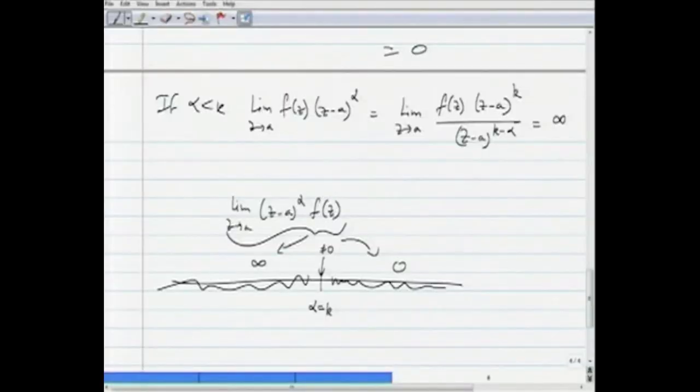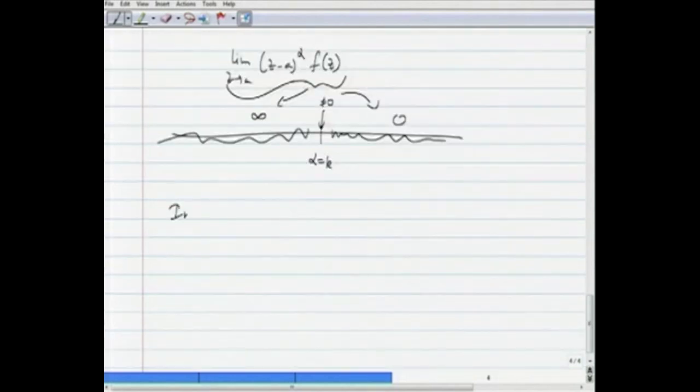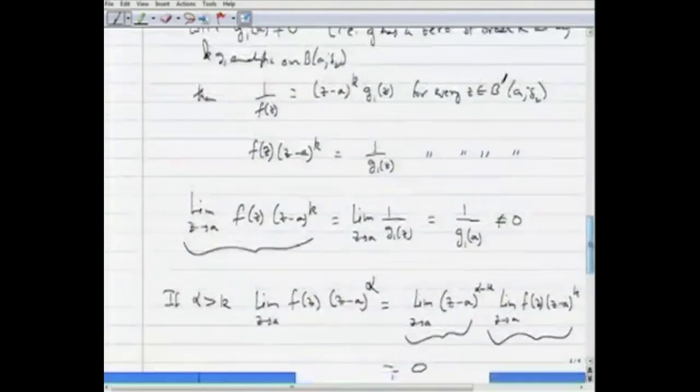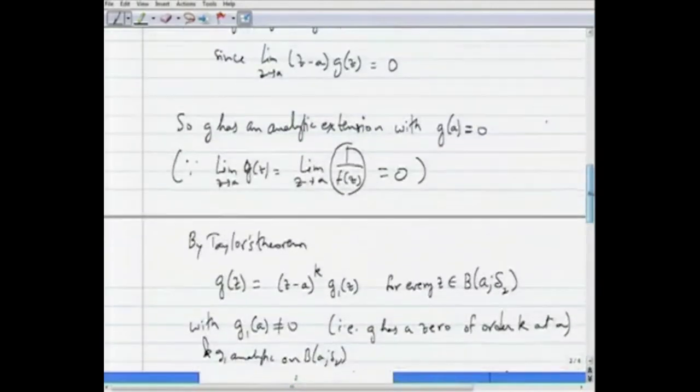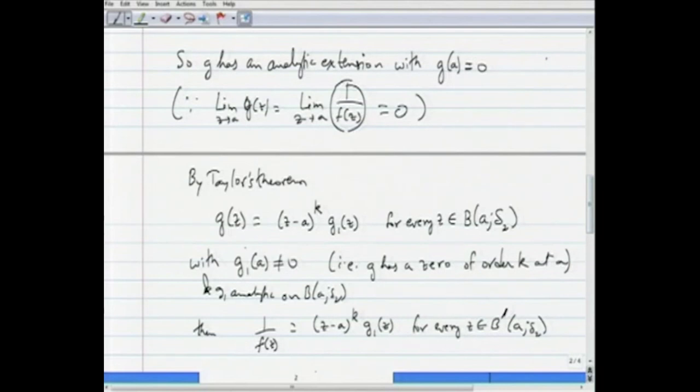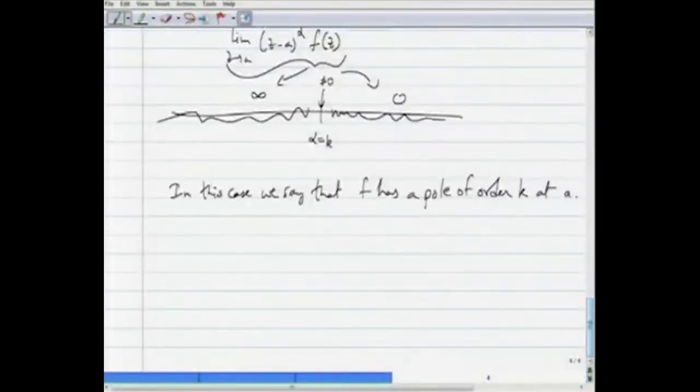So in this case we say that f has a pole of order k at a. Allow me to go back. If 1 by f of z has a removable singularity at a, and 1 by f of z with its extension has a zero of order k at a, then we say that f has a pole of order k at a. So that is a pole of order k.